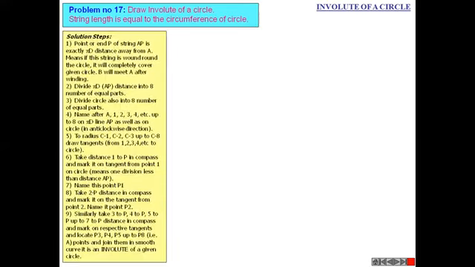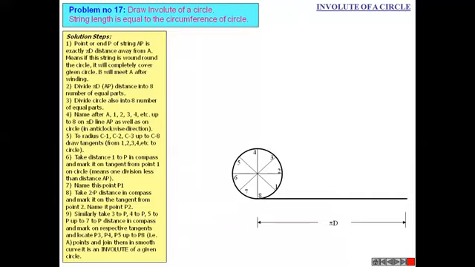The next is the involute of a circle. The first condition is that the string length is equal to the circumference of the circle. Whenever the diameter of the circle is given, we draw the circle using the radius. Divide the circle into 8 equal parts, 1, 2, 3, 4 up to 8. Then this is pi d, that is the circumference, and this is the point P.